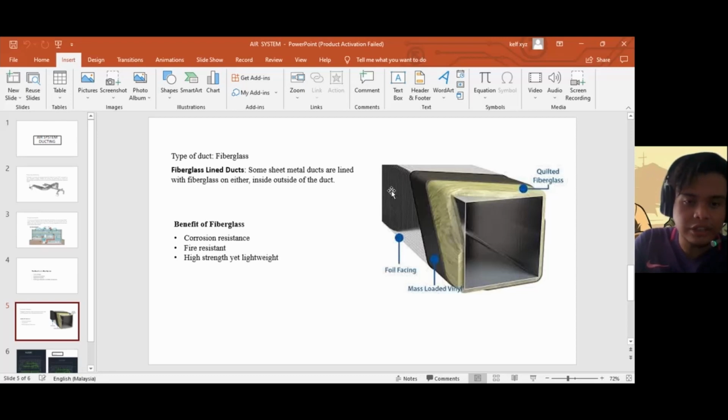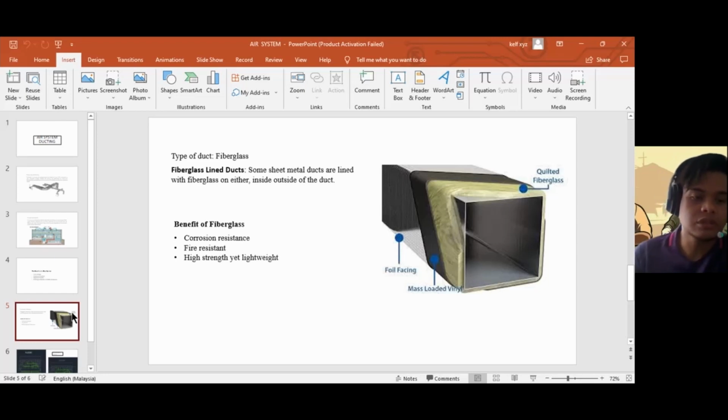Next is high strength yet lightweight. The FRP composite has a higher strength to weight ratio than steel, being a structural material that is lightweight. Large fiberglass duct sections can be shop fabricated and shipped to the job site for easy installation.